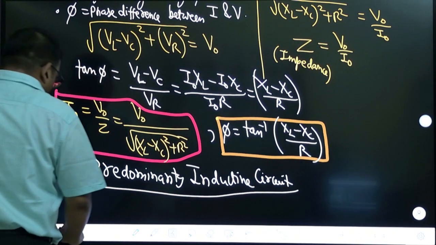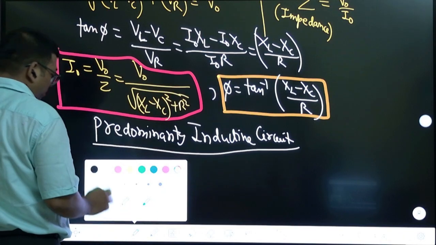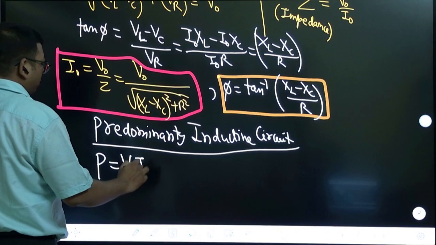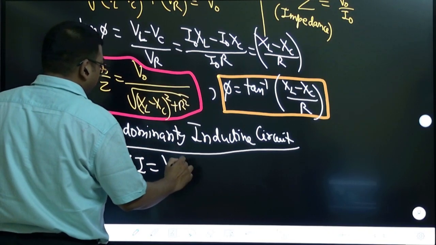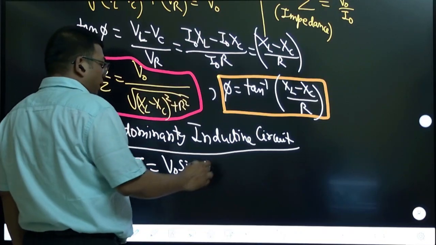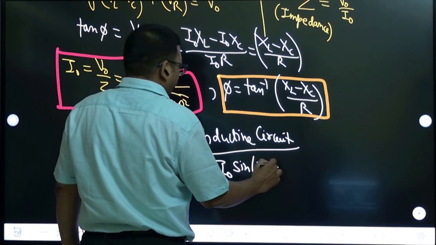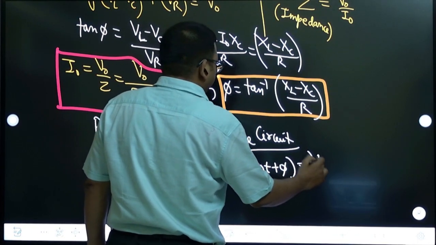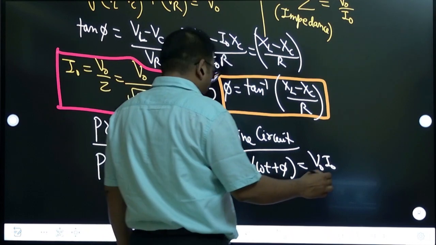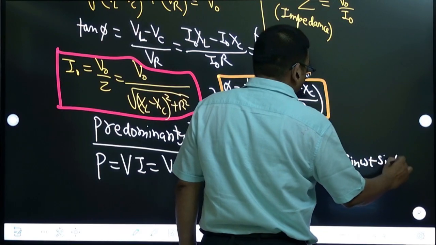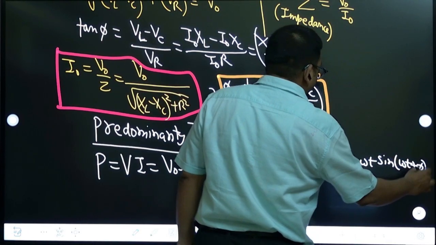Okay. Then let us calculate power. So power is equal to V into I. V is V naught sine omega t and I is I naught sine (omega t plus phi). So now this can be written as V naught I naught, let us bring the sines together, sine omega t into sine (omega t plus phi).